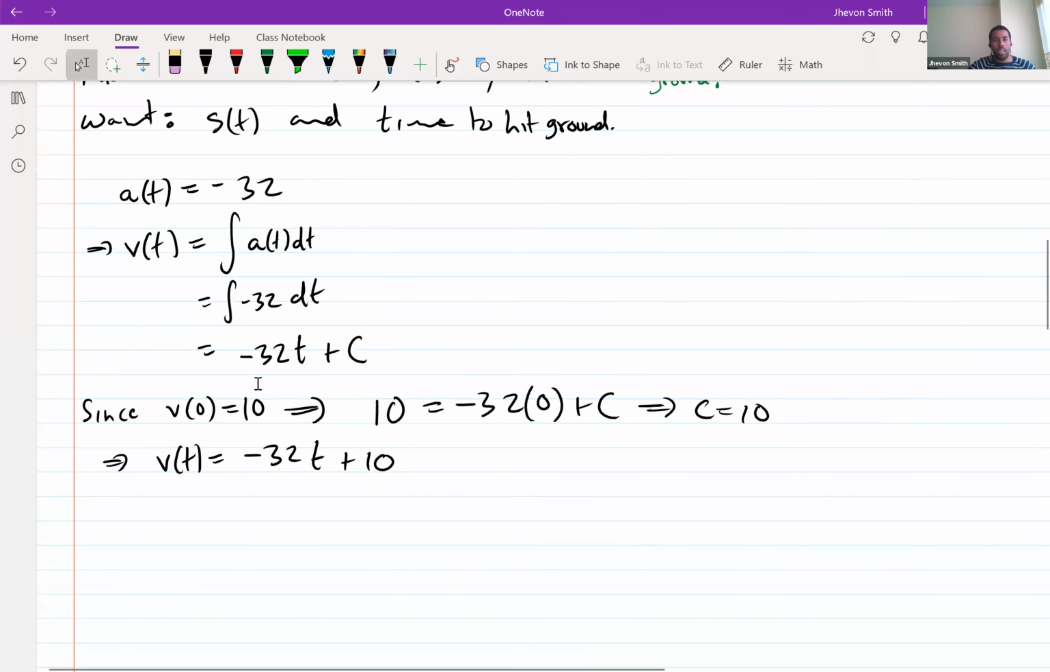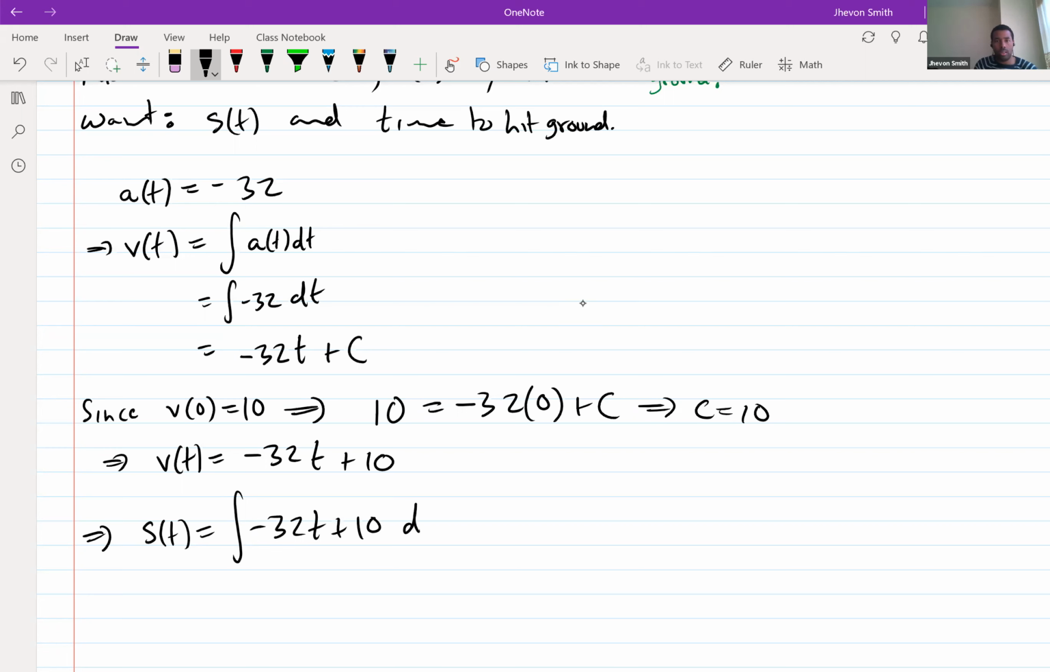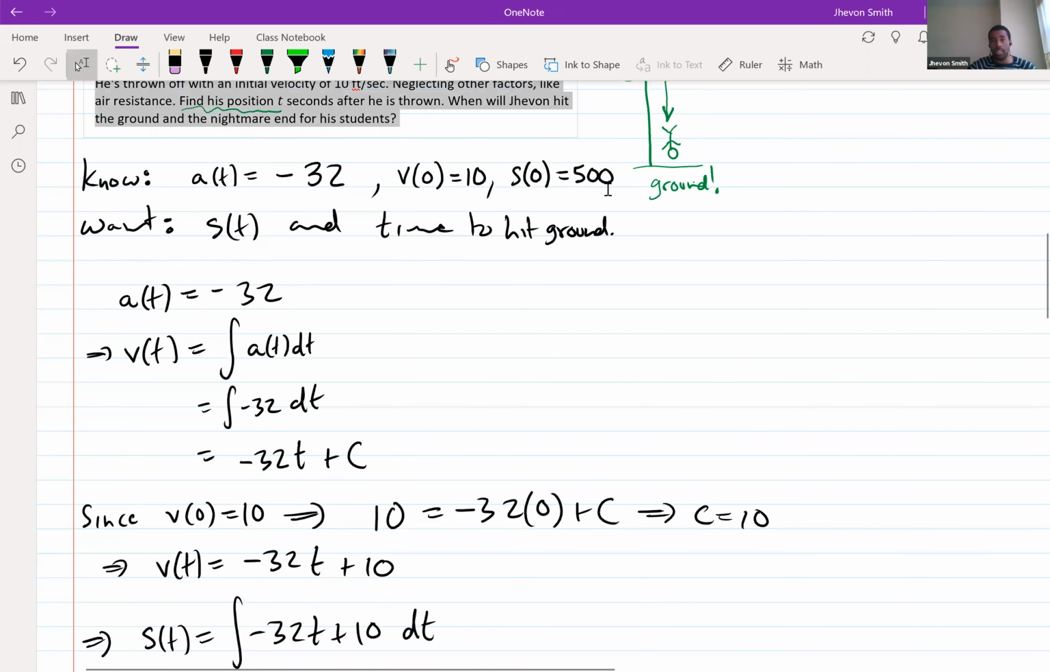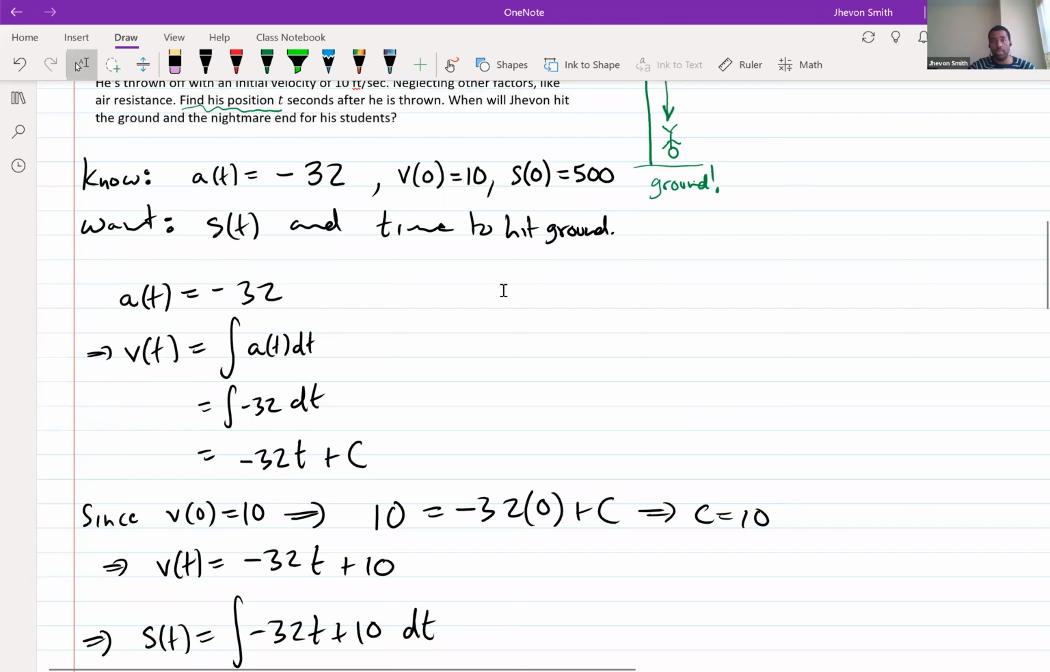Okay, so now I know my velocity function. And again, we're going to do this kind of thing one more time. Go to the position. I know the position is going to be the integral of velocity. So this is the integral of minus 32t plus 10. That's going to be minus 16t squared plus 10t plus another arbitrary constant, which we can find because I know that s of 0 is actually 500.